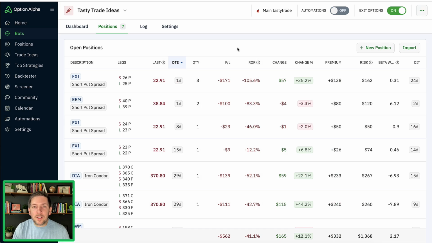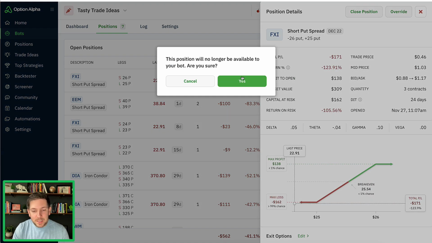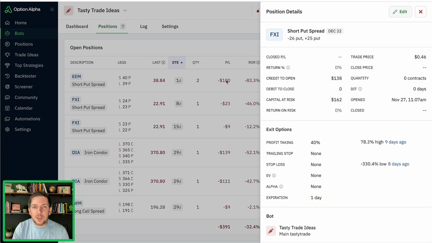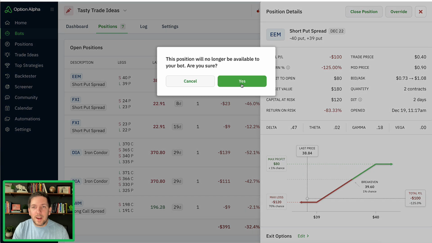So in preparation of doing that, I'm also going to go into my bot here and I'm going to override the FXI position. Basically this is telling you that you're going to take over the management. It's going to be disconnected from the bot. Then we'll come back in once we've reversed the positions and correct the P&L, make sure we're all squared away on this bot. So I'm going to say, yes, I want to override this position. So that one's now out, and I'm going to go here to EEM. I'm also going to override this position.